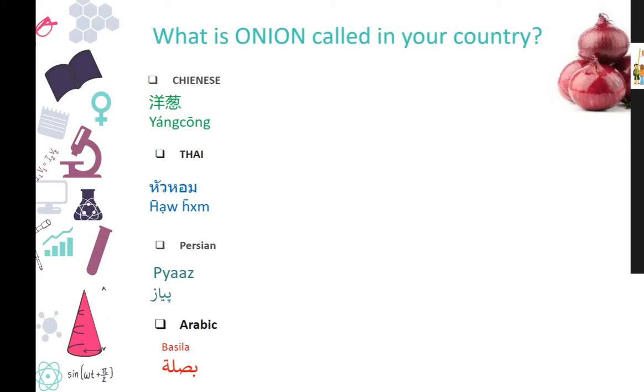When he went to Iran, he said, do you know onion? They said, no, we don't know. Like, what are you saying? Okay. In Saudi Arabia, the same thing happens. The scientist was like, oh, bro, what are we going to do?